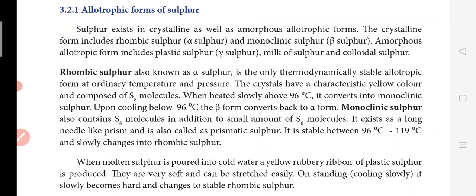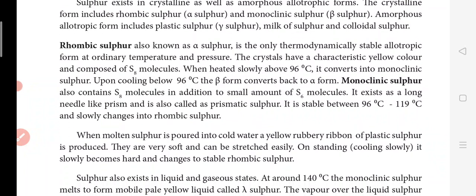Sulfur exists in crystalline as well as amorphous allotropic forms. The crystalline forms include rhombic sulfur and monoclinic sulfur. Rhombic sulfur is otherwise called alpha sulfur, and monoclinic sulfur is otherwise called beta sulfur. The amorphous allotropic forms include plastic sulfur, which is gamma sulfur, milk of sulfur and colloidal sulfur.